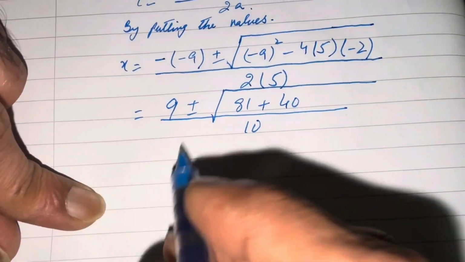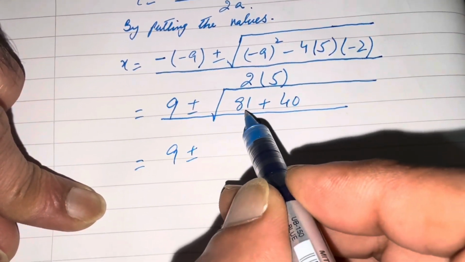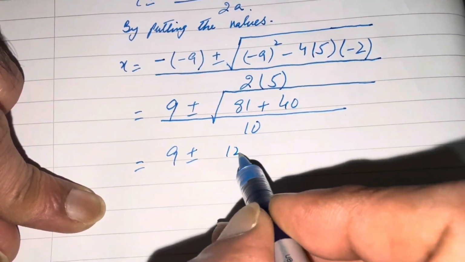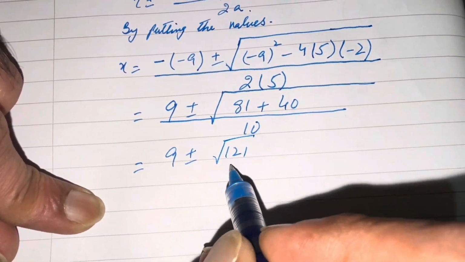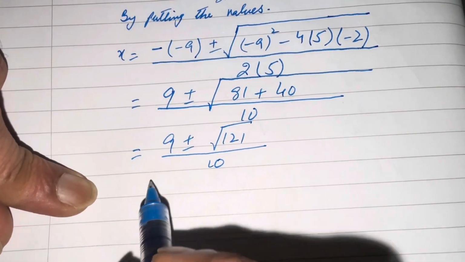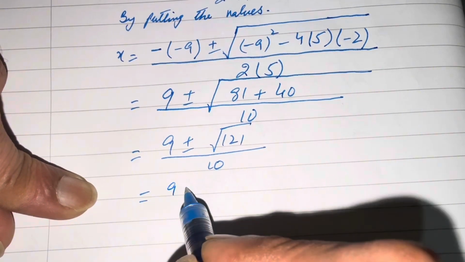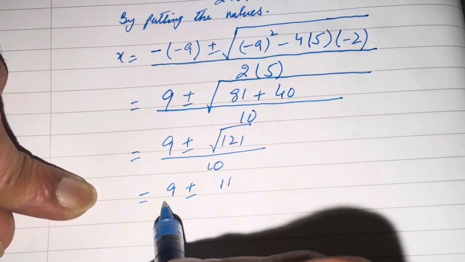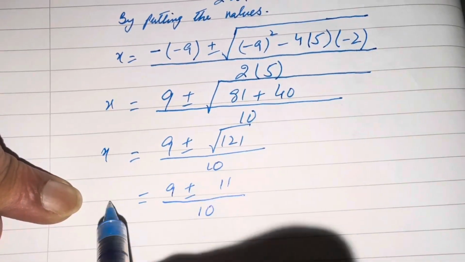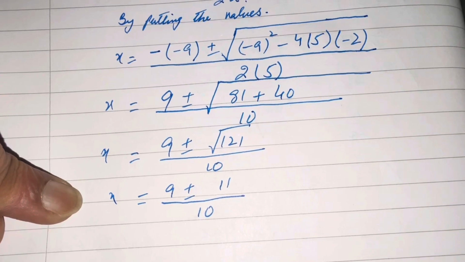So the next step will become 9 plus minus the square root of 81 plus 40, which is 121 under root, divided by 10. You know the square root of 121 is 11, divided by 10. So that is all equal to x. We are going to find the values of x, the solution set of the quadratic equation.